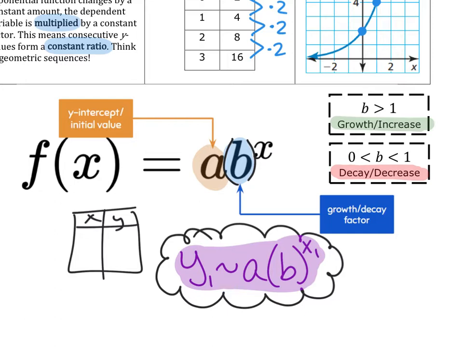Does it look exactly like mine? y1 squiggly line, a parentheses b to the x1 power. Okay, cool. Now we can flip this page over.